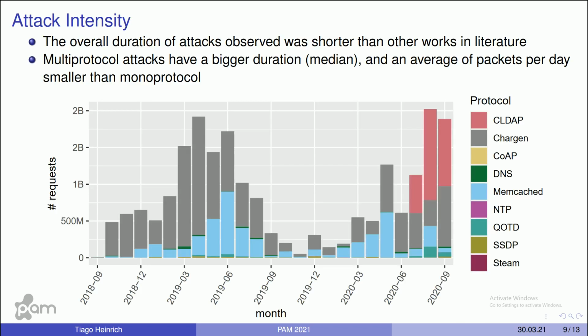The picture presents the evolution of monthly requests broken down by protocols. We can see the presence of SSDP and CHARGEN requests over the months. Overall, the duration of attacks observed was shorter than in works in the literature, with multiprotocol attacks having a bigger duration and a smaller average of packets per day than monoprotocol attacks.